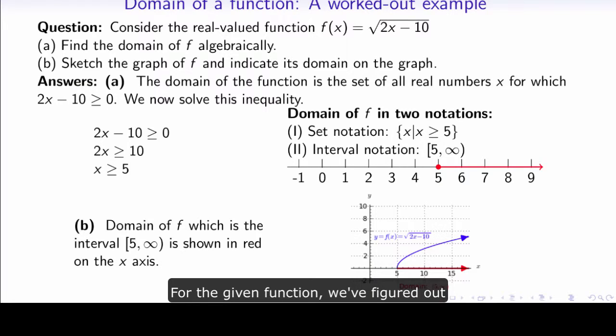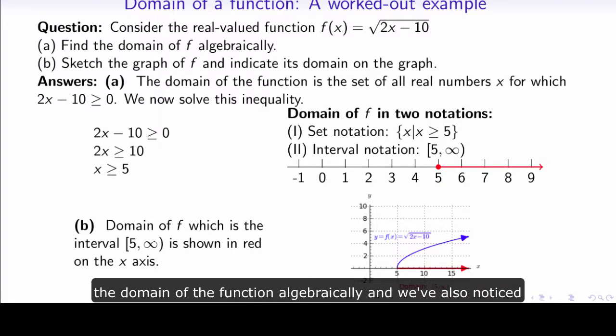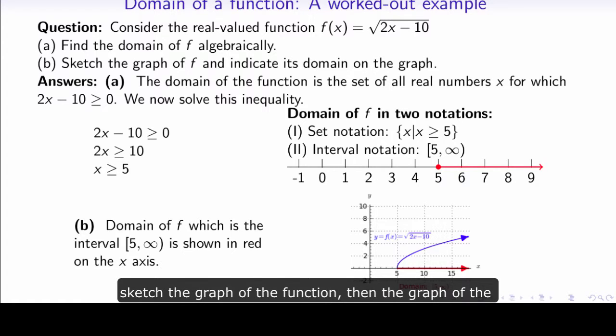For the given function, we have figured out the domain of the function algebraically, and we've also noticed that if we sketch the graph of the function, then the graph of the function lies exactly over the domain that we figured out. So everything matches up. Here's the complete write-up.